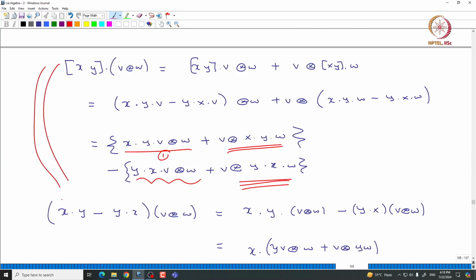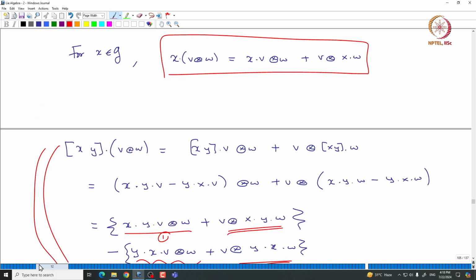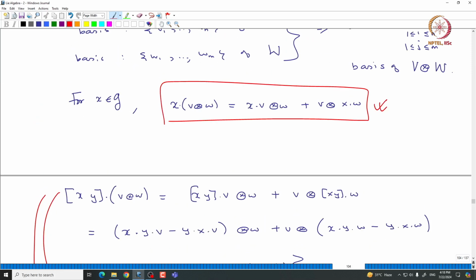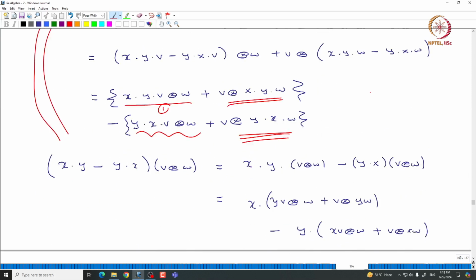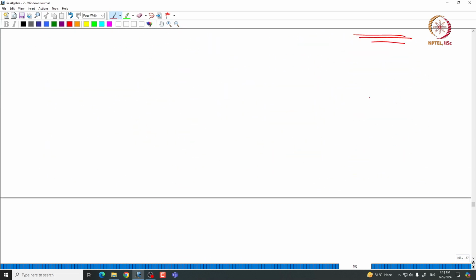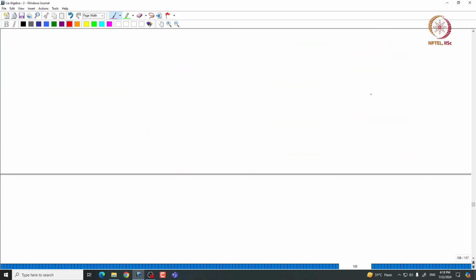Okay. So, the bracket x y v tensor w is same as x dot y minus y dot x acting on v tensor w. So, this tells that this formula is indeed giving you the action of G on the tensor product. There is a very close relationship between the home space and the tensor products. So, let us actually look into that.